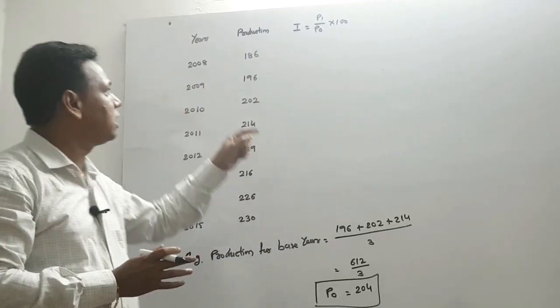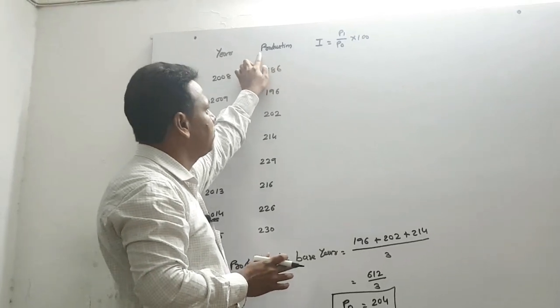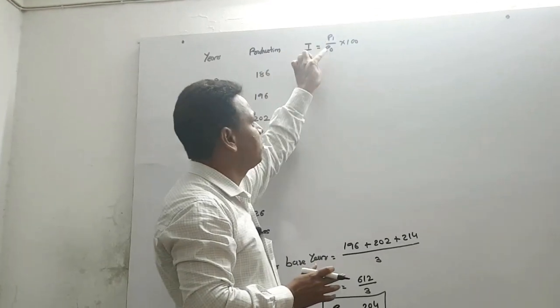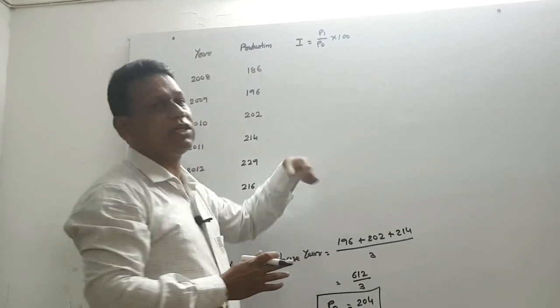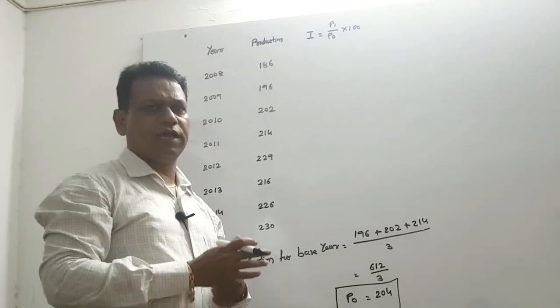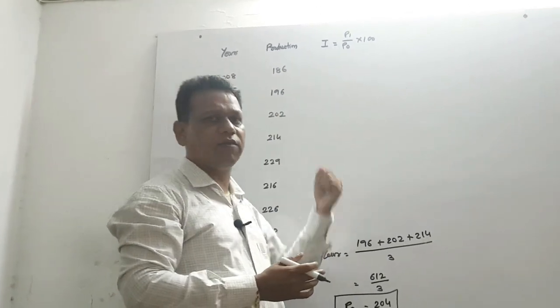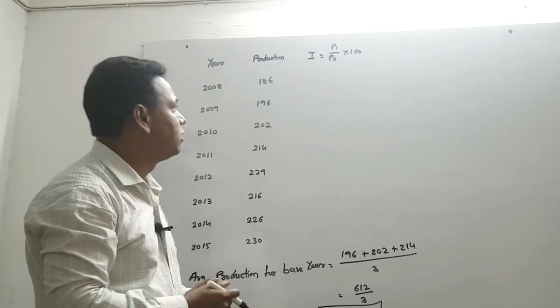But my dear friends, they have given the information about production. So again, we use the first letter. It is P1 by P0 into 100. Sometimes they give expense, so we have to modify our formula. It is E1 divided by E0 into 100. So it depends on us.